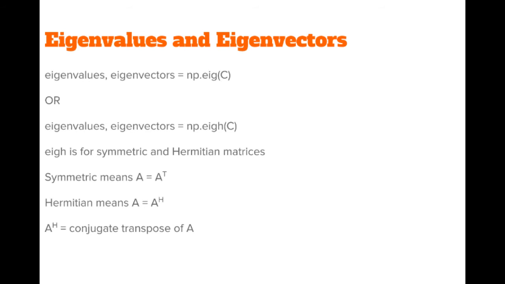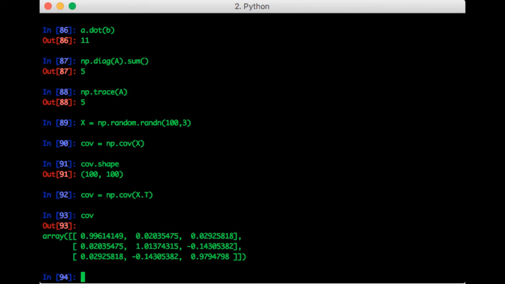Now there are 2 functions you can use to calculate the eigenvalues and eigenvectors. Eig and eigh. Eigh is for symmetric and Hermitian matrices only. If you've never studied linear algebra with complex numbers, don't worry about what a Hermitian matrix is. A symmetric matrix is a matrix that is equal to the transpose of itself, and a Hermitian matrix is equal to the conjugate transpose of itself. We know that the covariance is a symmetric matrix, so we can use eigh. So let's try that.